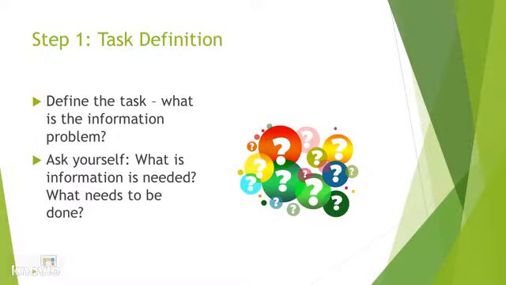Step 1 is called task definition. So in this step, you're going to define the task. What is the information problem? You need to ask yourself, what information is needed? What needs to be done? Think about, what do you already know and what questions do you need? A great tool to use for this is a KWL chart.